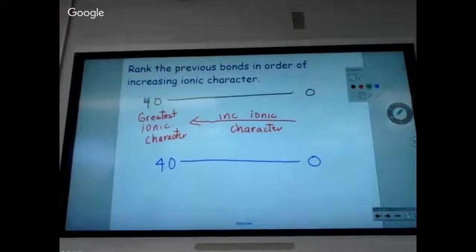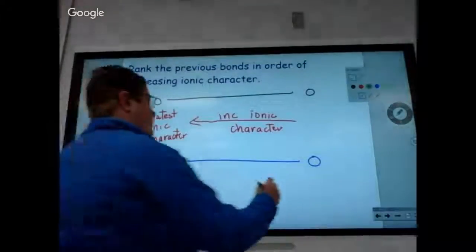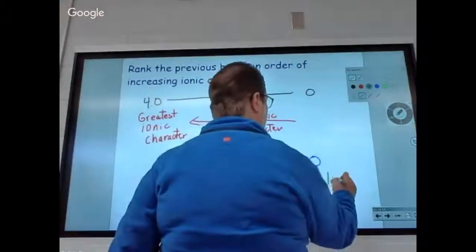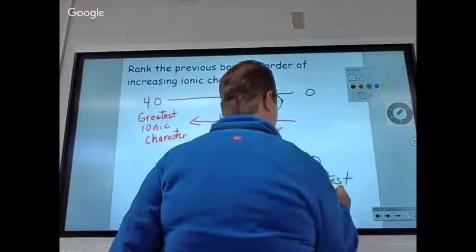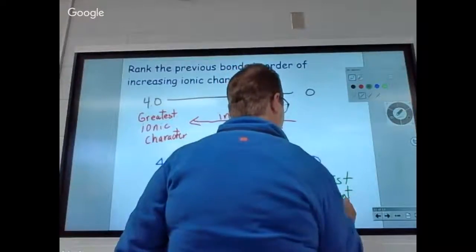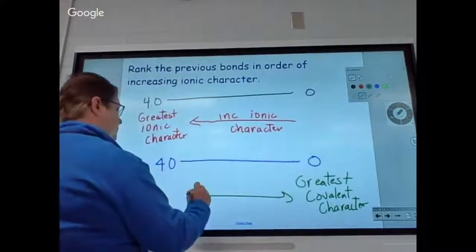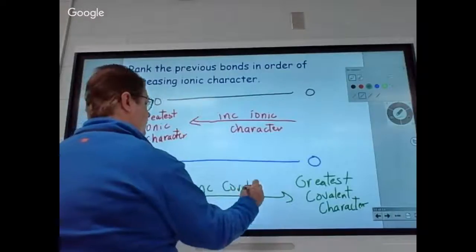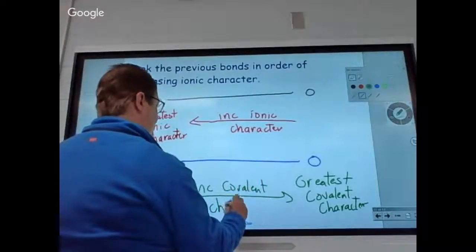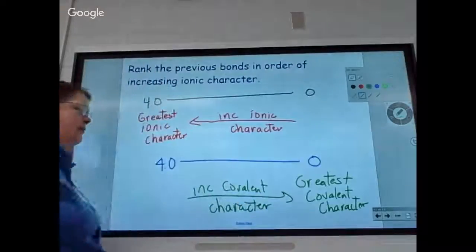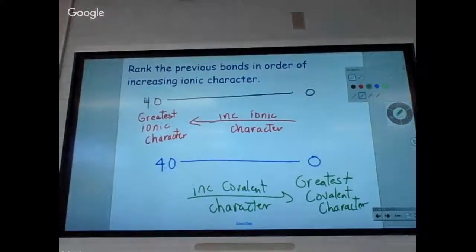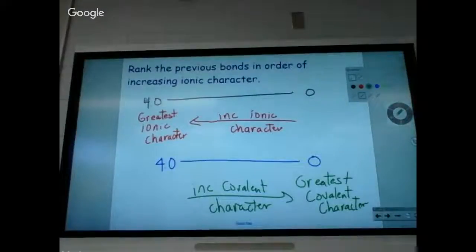All right. So when I look at the chart, what if I said greatest covalent character? Where's the greatest covalent character? Is it 0? So I would do it this way. Now we should be able to answer the question.